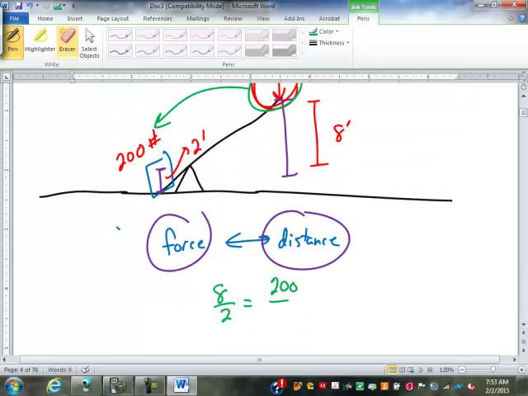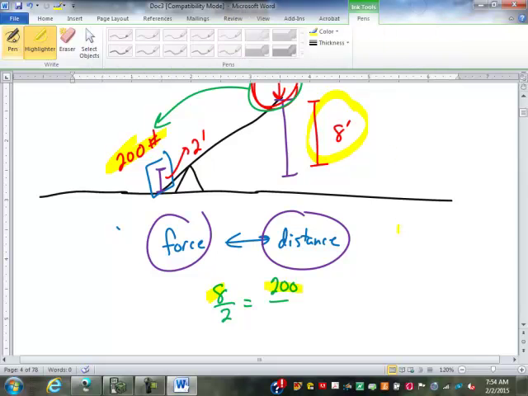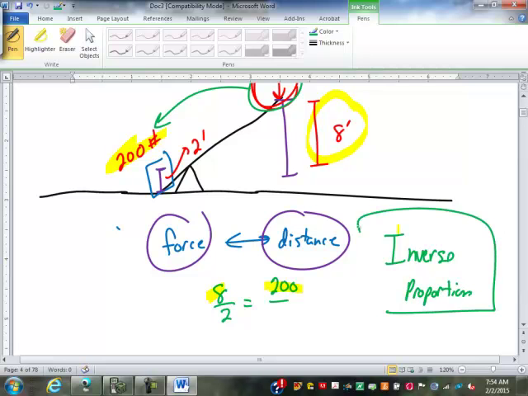Now, here's the tricky part. The 200 represents the force over here, but the 8 represents the distance over here. They're not linked together like they should be, which tells us that this is an inverse proportion. Remember that word. In an inverse proportion, one of the relationships ends up getting flipped because when one value goes up, the other value goes down. When the distance goes up, the force required goes down.